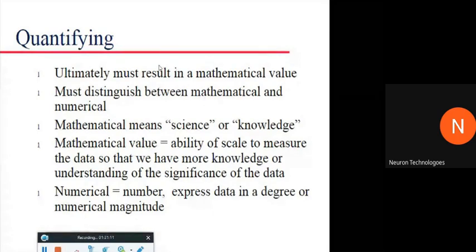Ultimately it must result in a mathematical value. Obviously, numbers clearly give the scenario of where it stands, and can distinguish between mathematical and numerical number. So we can quantitatively come to know the average of this research, the outcome of this research. Then it means science or knowledge. Mathematical valuability of scale is to measure the data so that we have more knowledge or understanding of the significance of data. Numerical is a number, expressed data in a degree or numerical magnitude.